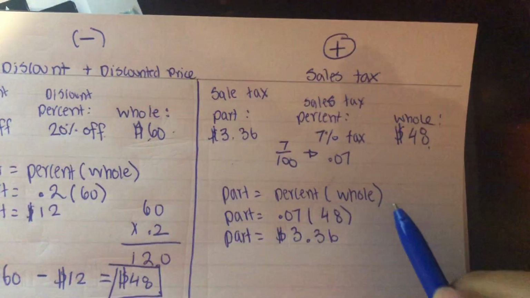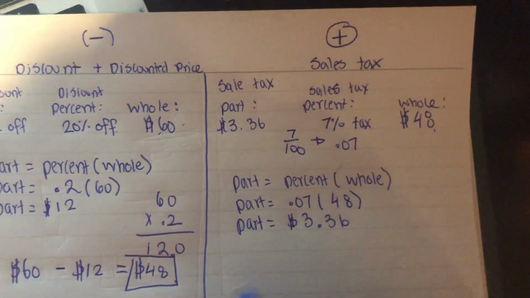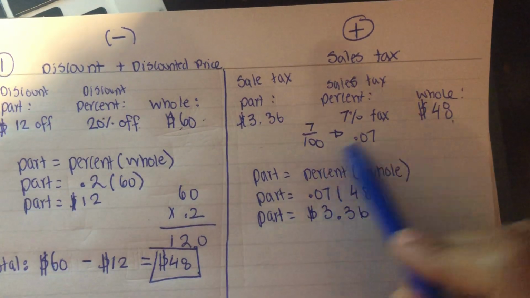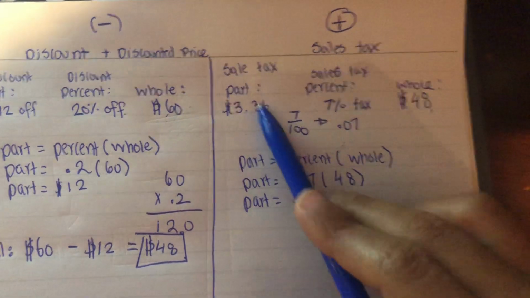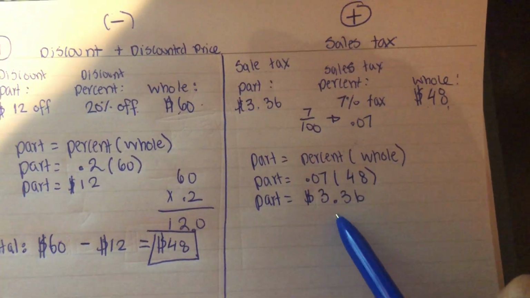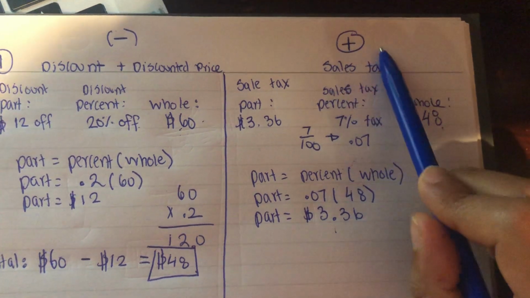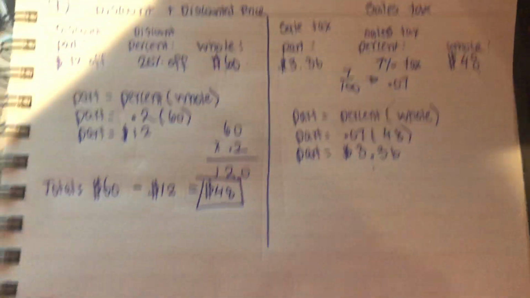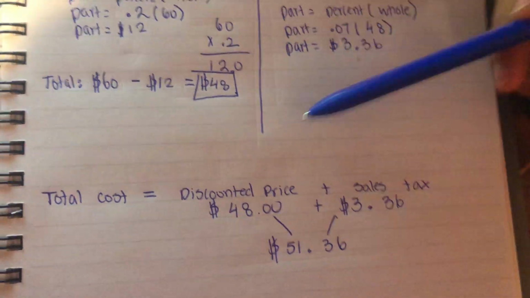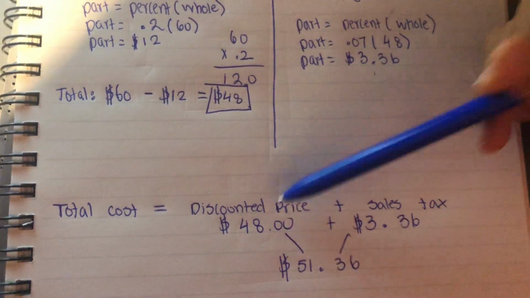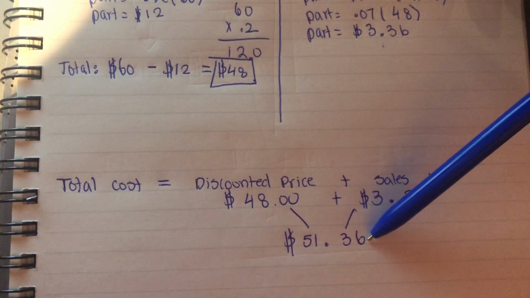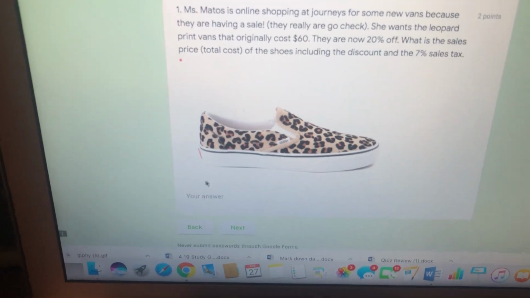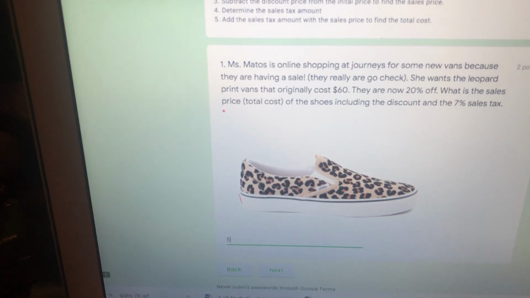And then we still have to find the sales tax. So the new whole is now $48 because that's the new price after the discount. So I want to find out what's 7% of $48, and I found my sales tax, which is $3.36. And remember, that is money being added to the total. And so at the end, we added together the discounted price, which is $48, plus $3.36, and we got $51.36 as her total.